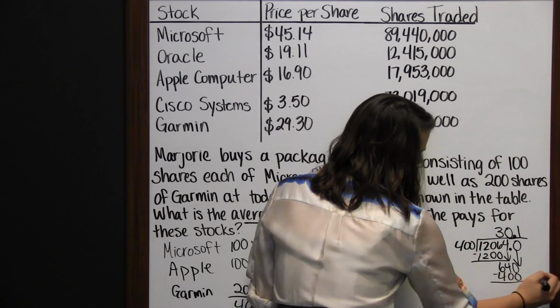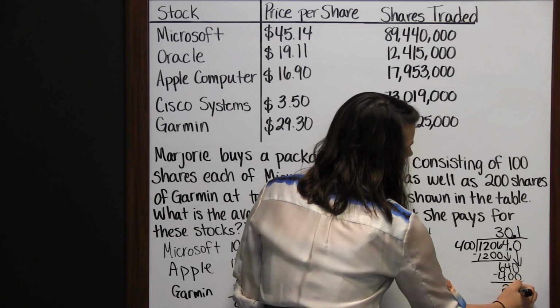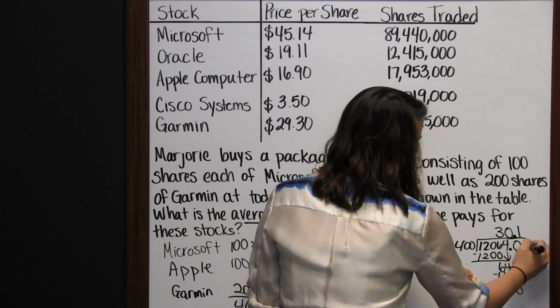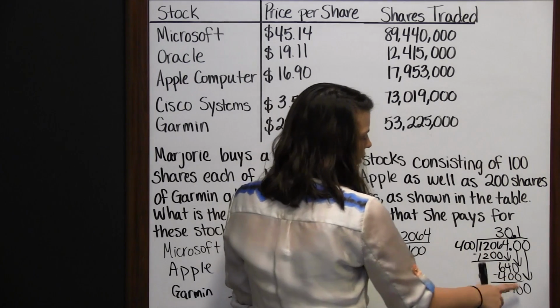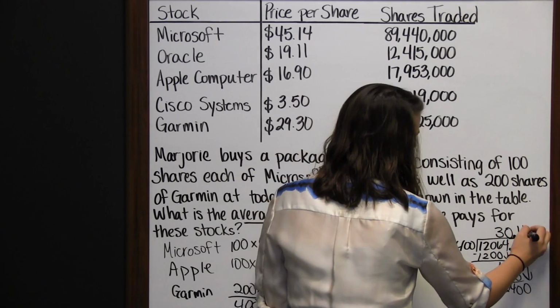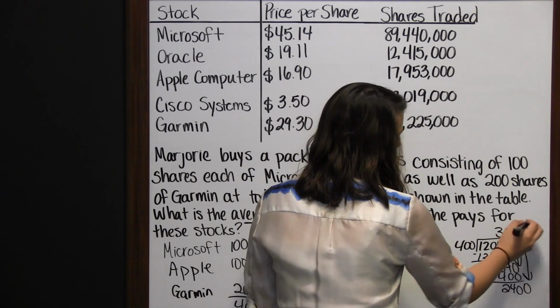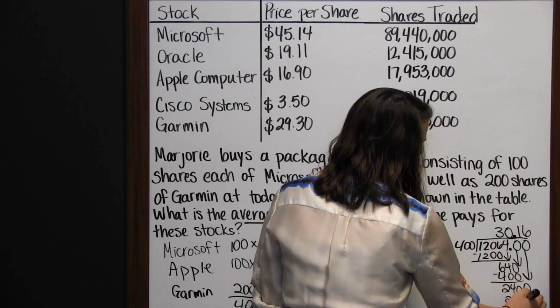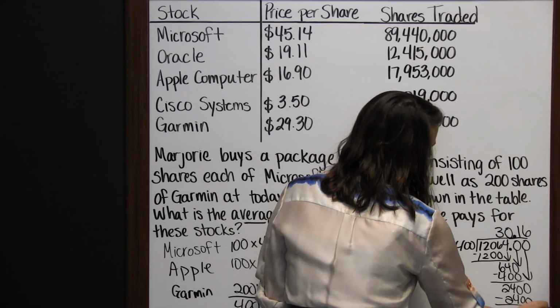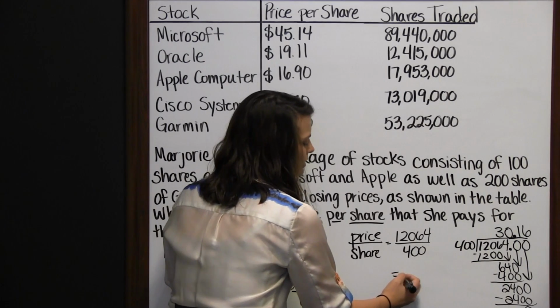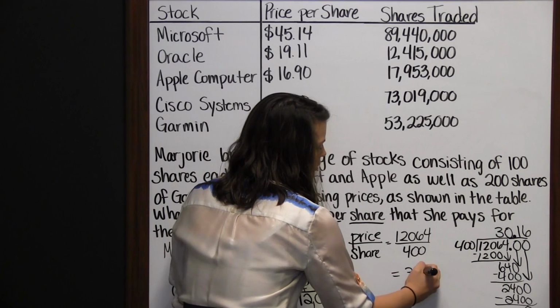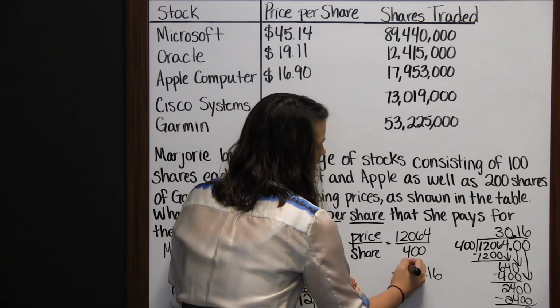And then you subtract and you get 240. Add another 0, bring it down. And 400 goes into 2400 6 times. 400 times 6 is 2400. You subtract and you get a remainder of 0, which means the average price per share is $30.16.